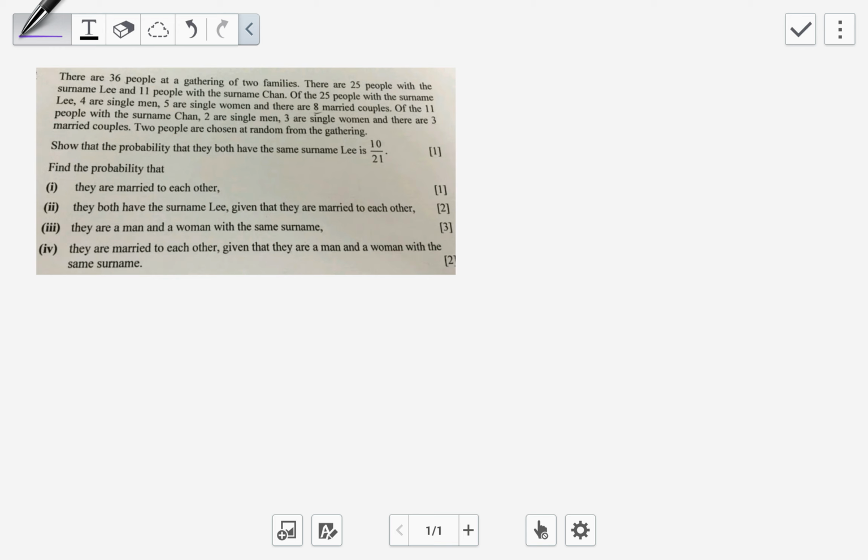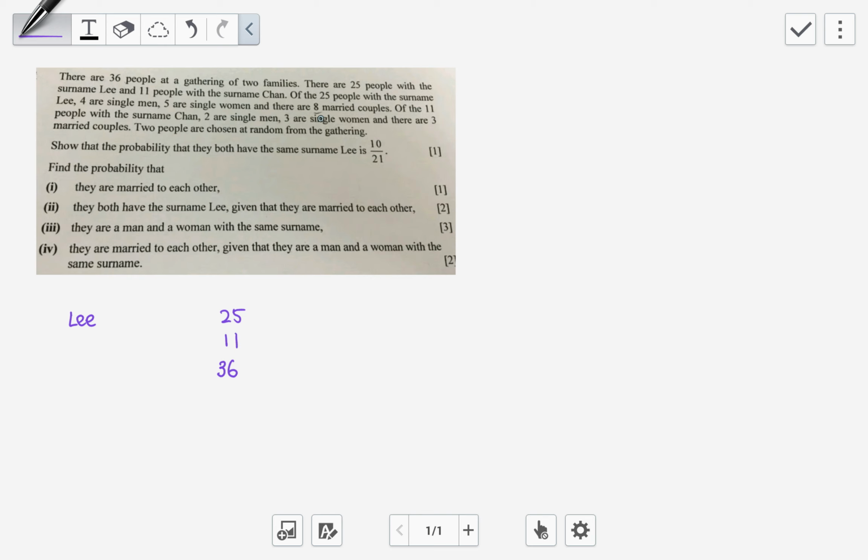Right, so there are 36 people. You might want to pay attention to how I summarize all this information. It's always sentence by sentence, and we go down the information. So there are 36 people at a gathering of two families, so I write 36 first. It is likely to be the total. And then there are 25 people with the surname Lee, so surname Lee, and 25 of them, 11 people with the surname Chan.